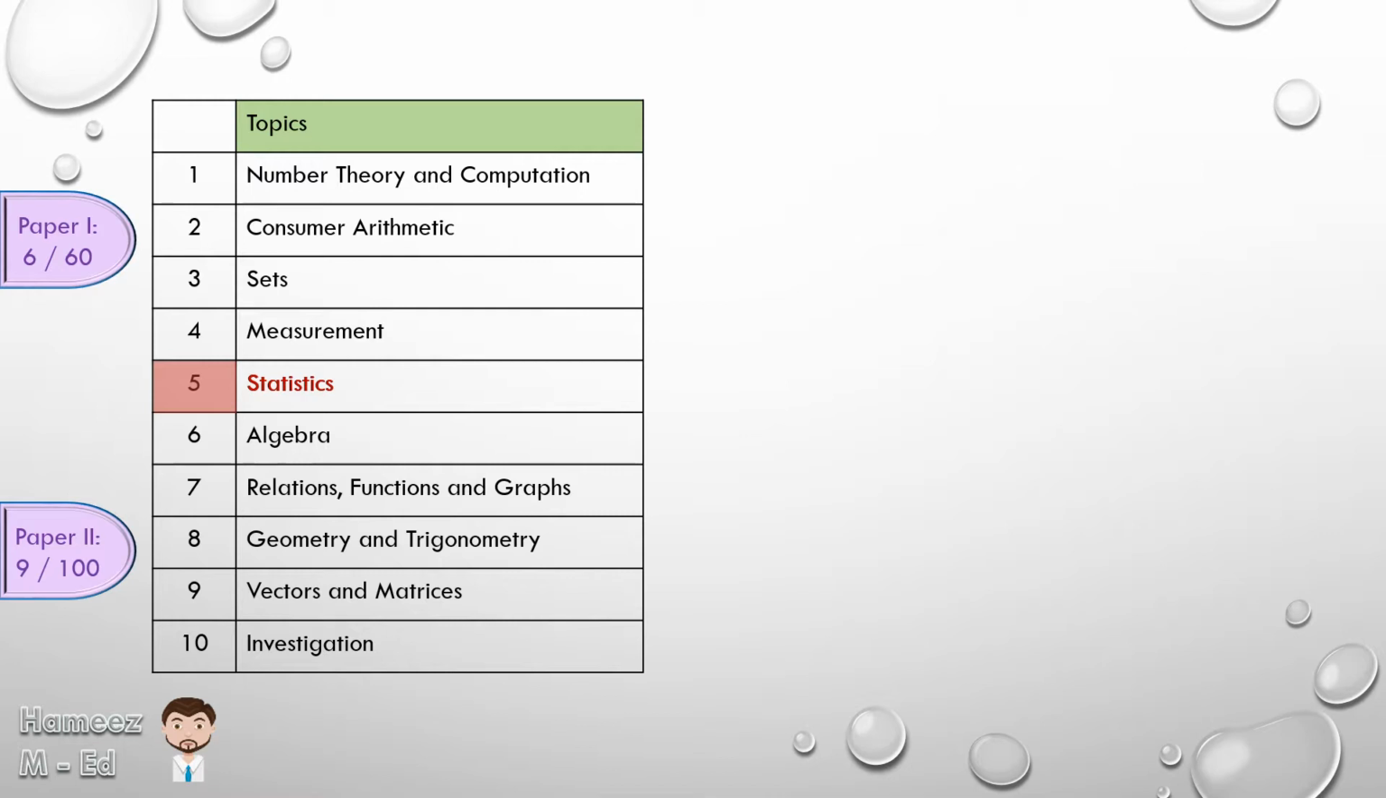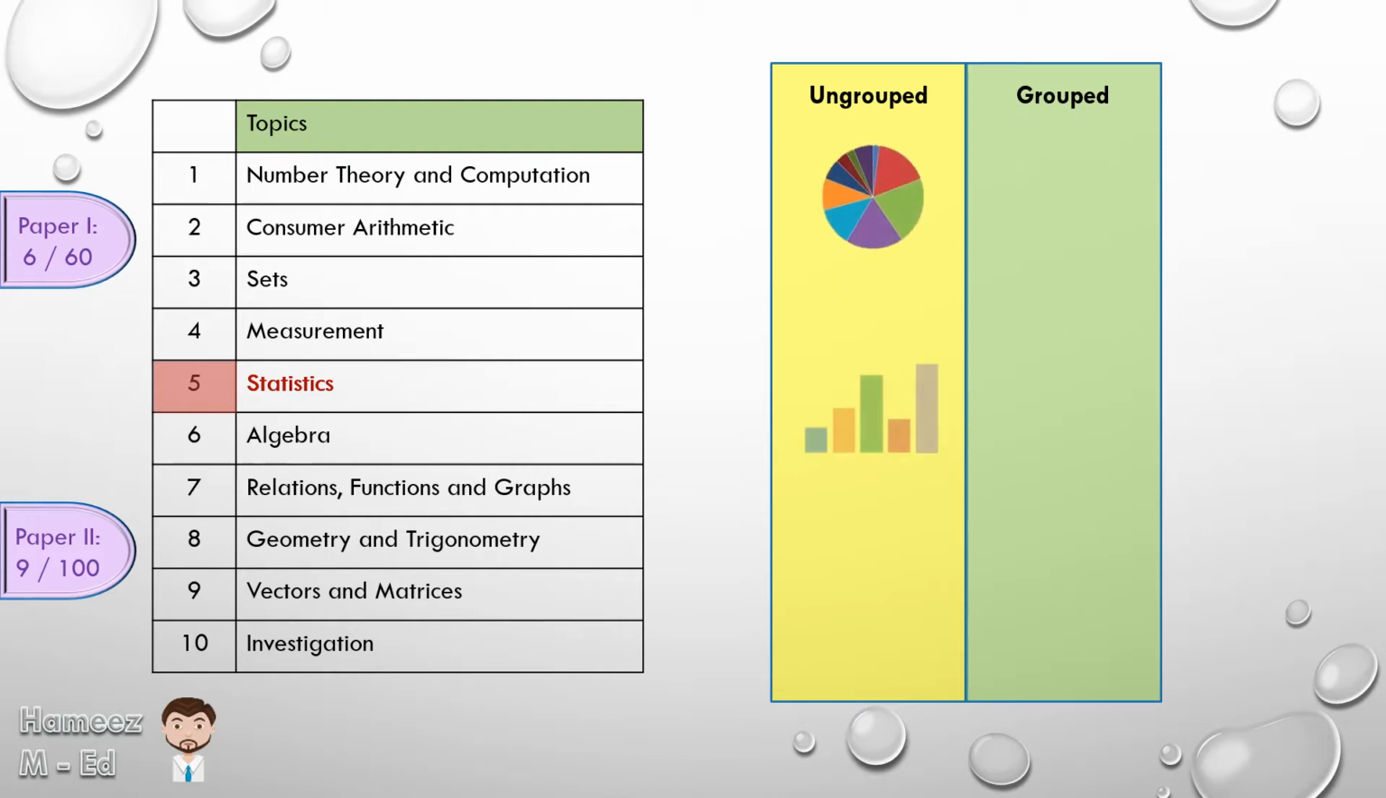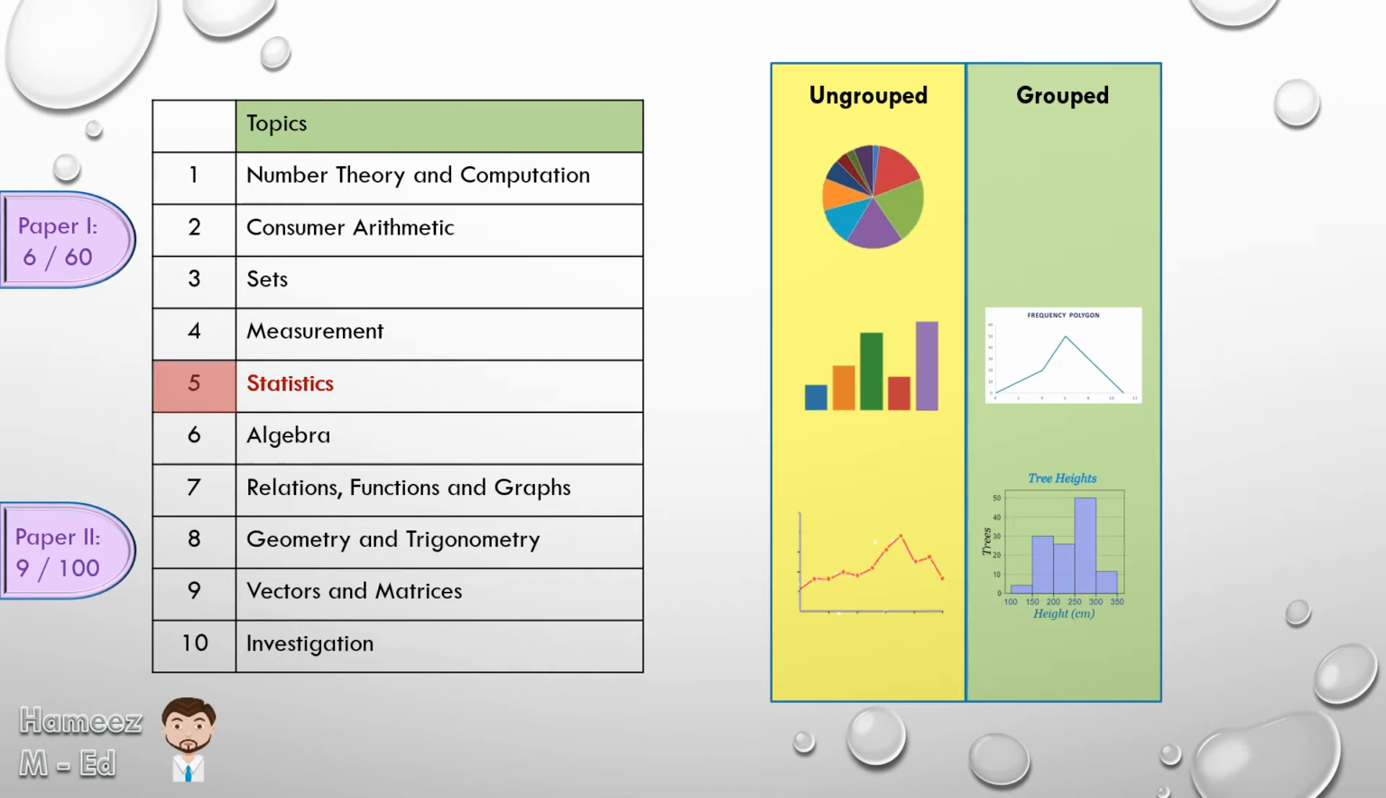It is a branch of mathematics dealing with large collections of data or information, and it can be presented in different formats. If we consider that, then we can subdivide this into data being either ungrouped or grouped, and the statistical diagrams that may be presented with it include pie charts, bar graphs, line graphs, usually in the ungrouped section, and histograms, frequency polygons, and cumulative frequency curves or ogives in the grouped section.